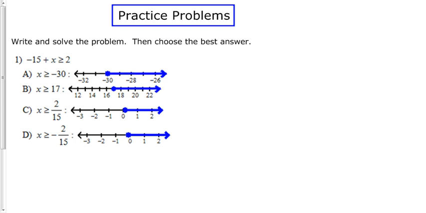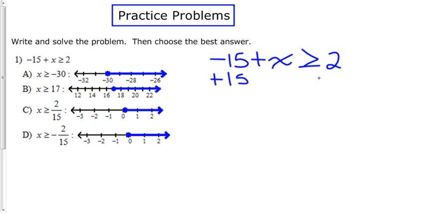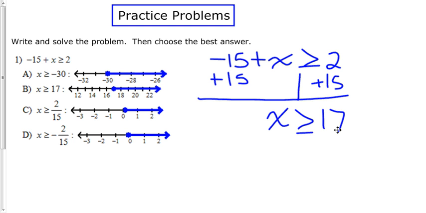All right, now that you've solved this, let's see how we would do it. I've got negative 15 plus x is greater than or equal to 2. I'm going to add 15 to both sides. And I'm going to get x is greater than or equal to 17. So I look for x greater than or equal to 17. It's right here. And yeah, that's the correct graph for it too, right? Closed circle, and it is going to the right. So B is the right answer.